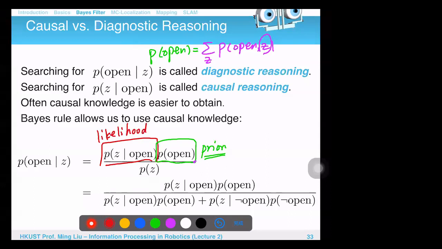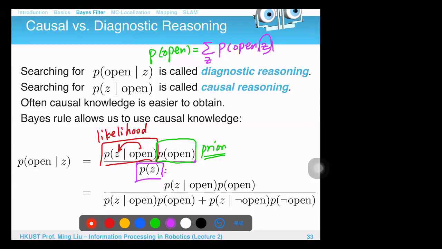Likelihood just shows that, given this state, your state now is open, what is the likelihood to have some sensor reading Z? And then another part, the bottom, what is this known as? This is the probability that you observe this Z in general.